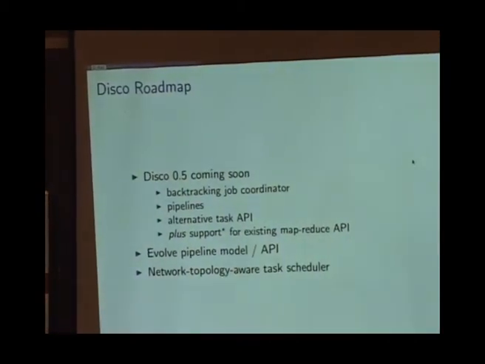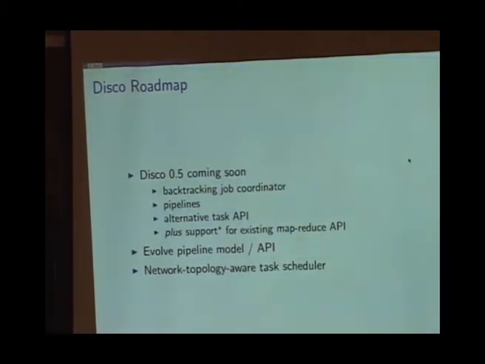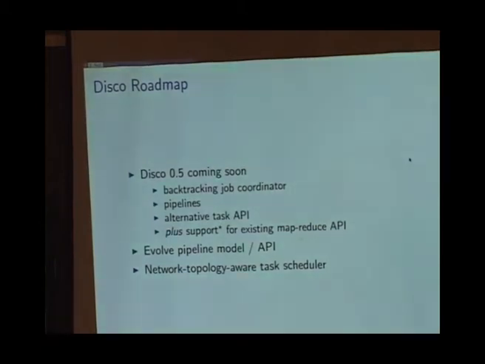So this kind of summarizes what's new in the next version of Disco. There's a backtracking job coordinator. You have a pipeline model, which is a more flexible compute model. You have an alternative task API, which allows you a little more control, a little more visibility into what your data is. And you have the existing MapReduce API implemented on top of the pipeline infrastructure. So almost all your existing Disco jobs will run without modification on the next version of Disco.